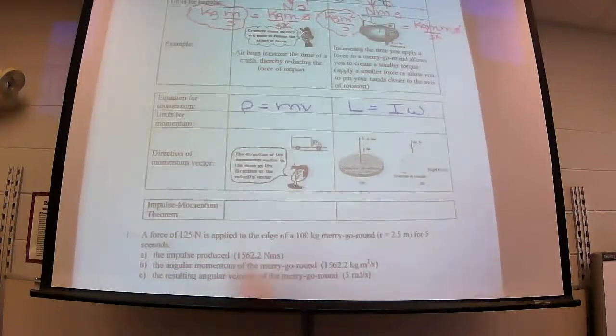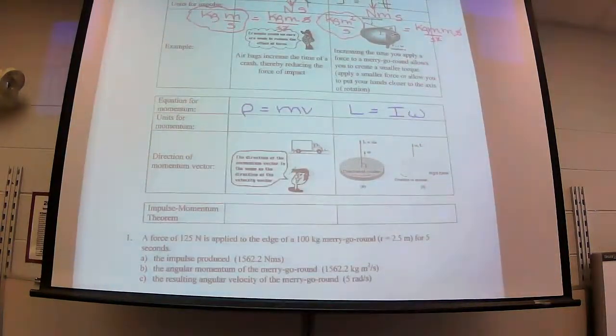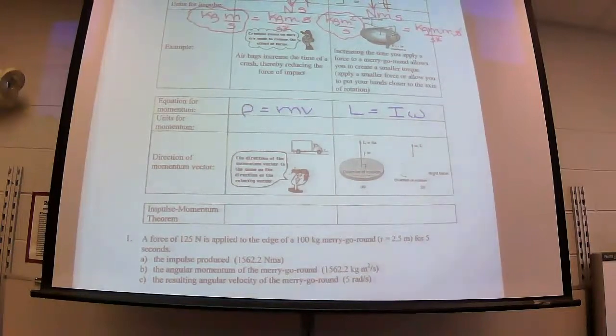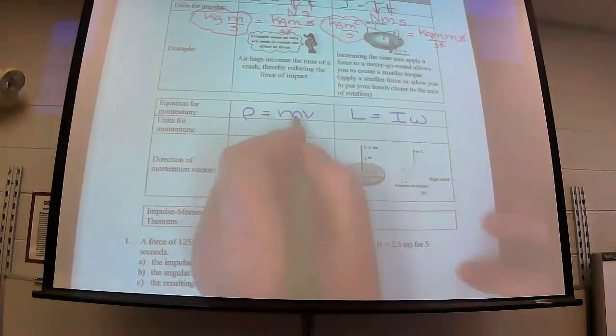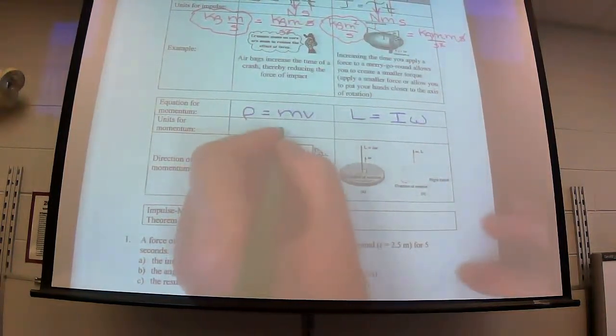All right, now let's go up here to momentum. And we'll do the same thing. Let's play with the units. So momentum is going to be mass times velocity.